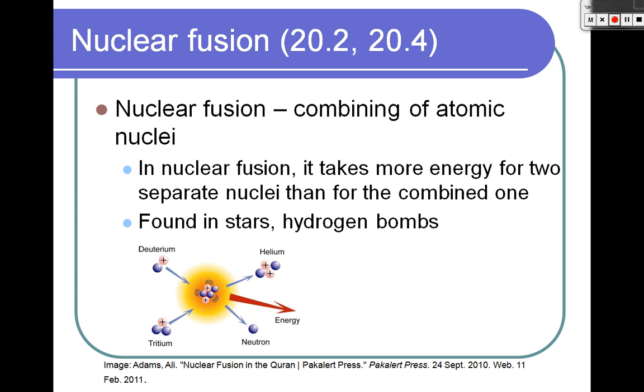Nuclear fusion, on the other hand, is the combining of atomic nuclei. So kind of the reverse is true here. In nuclear fusion, it takes more energy for two separate nuclei than for the combined one. And because of that, we're usually using really small nuclei. Hydrogen is often used, which is why we call those bombs hydrogen bombs. Fusion bombs are called hydrogen bombs because they use hydrogen. And this is also what powers the stars.